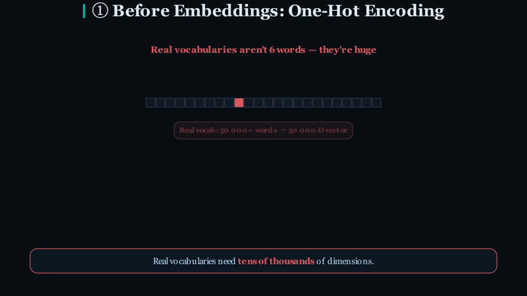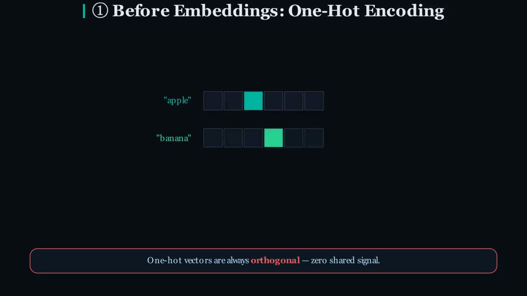But real vocabularies contain tens of thousands, even millions, of words. Every single word needs its own giant vector. And every vector is almost entirely zeros. This is extremely sparse and extremely wasteful. Worse still, any two one-hot vectors are always orthogonal to each other. Their dot product is always 0. No matter how semantically similar apple and banana actually are, the vectors carry no signal of that relationship. This is exactly the problem embeddings were invented to solve.